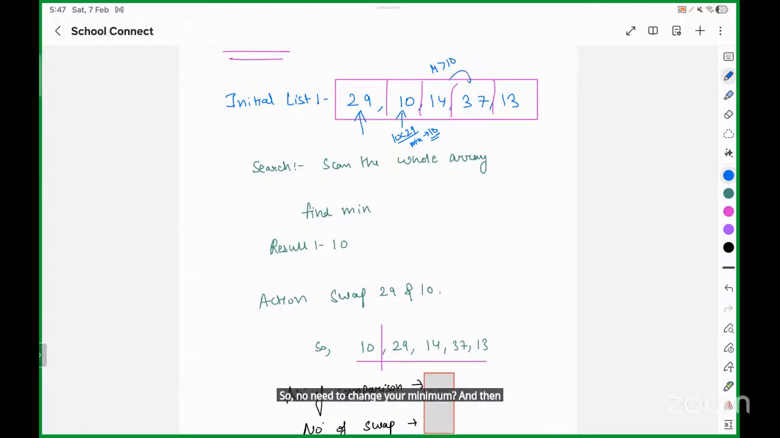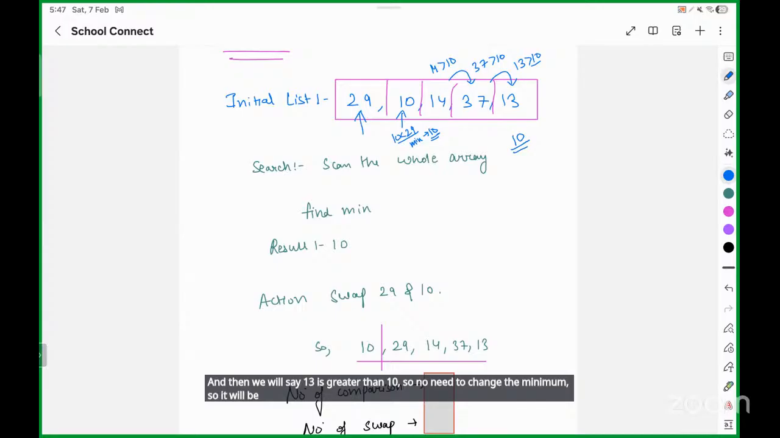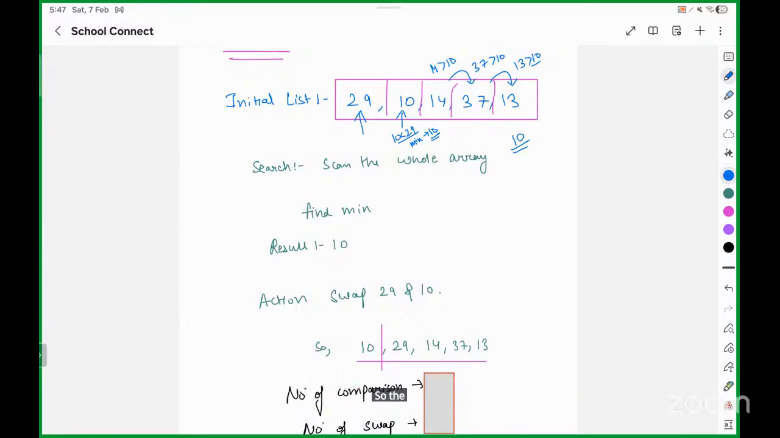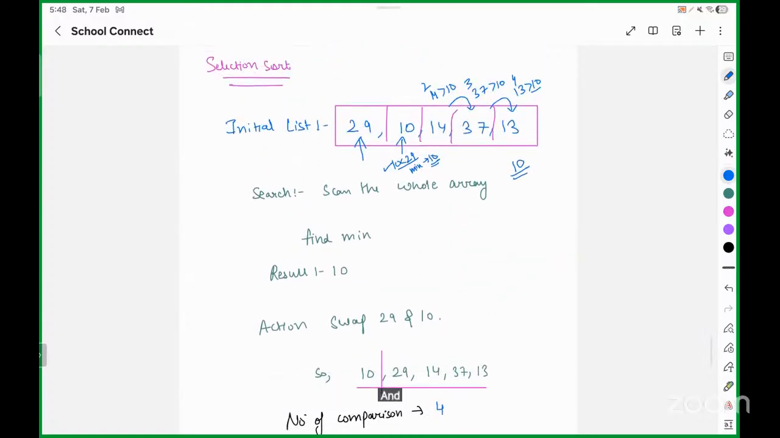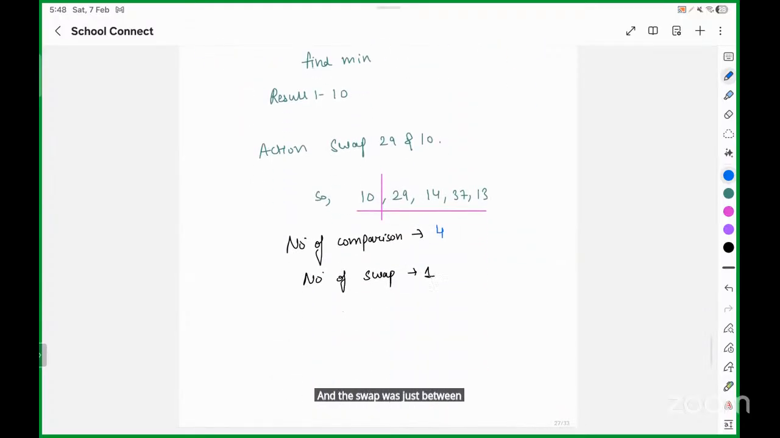And then we go to 37. Again 37 is greater than 10, so no need to change the minimum. Then 13 is greater than 10, so no need to change the minimum. So the minimum is 10. The number of comparisons it took is 1, 2, 3, and 4. So there are 4 comparisons. And the swap was just between 10 and 29, so the number of swaps is just 1.